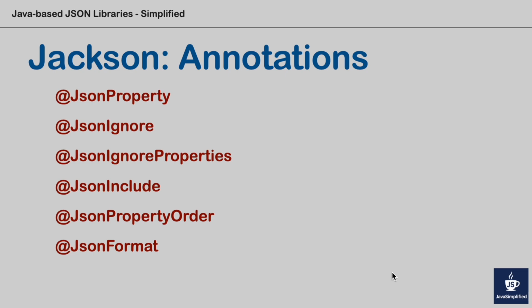So the first one is @JsonProperty, second is @JsonIgnore, third is @JsonIgnoreProperties, fourth is @JsonInclude, fifth is @JsonPropertyOrder, and sixth one is @JsonFormat.